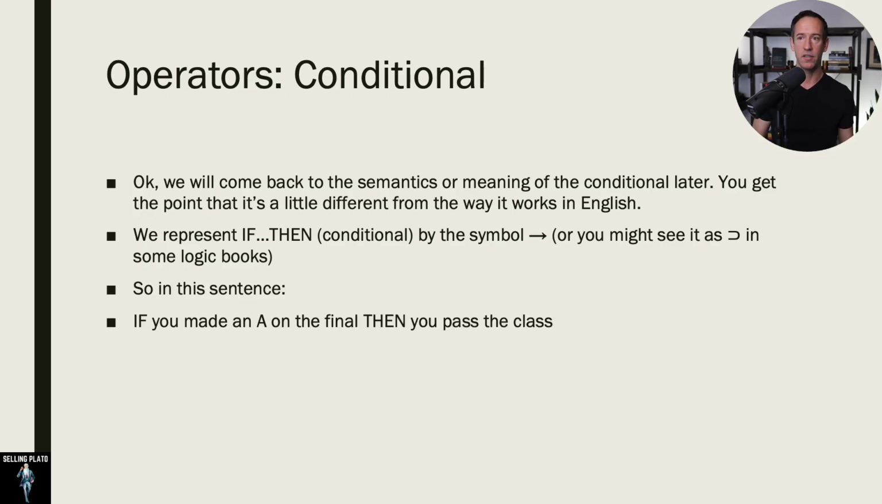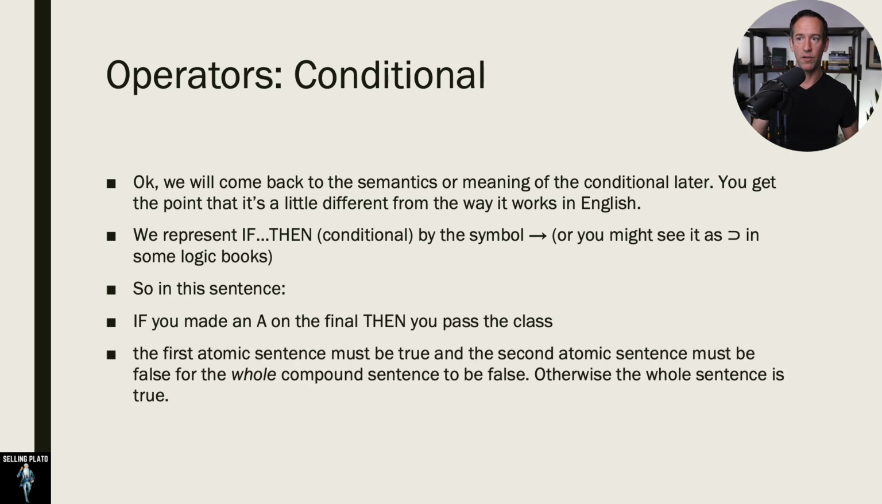So here's a sentence. If you made an A on the final, then you pass the class. Very familiar. The first atomic sentence must be true, and the second atomic sentence must be false, for the whole compound sentence to be false. Otherwise, that whole statement is true. So when you're thinking about a conditional, you want to ask: what's the one condition where a conditional is false? Antecedent true, consequent false. That's the only time that it can be false.